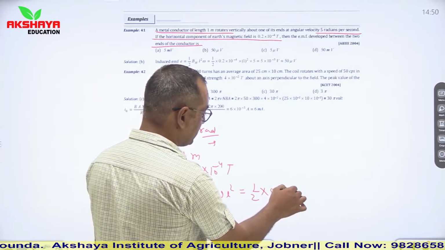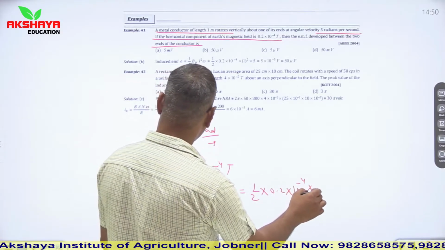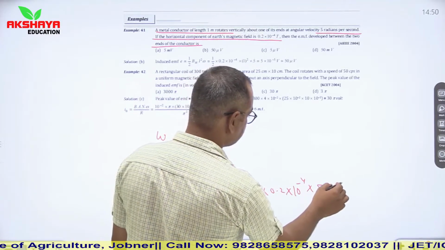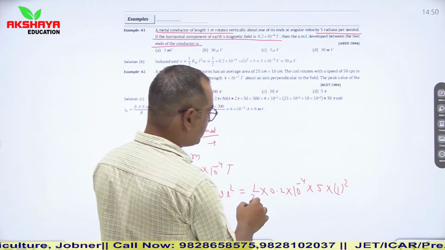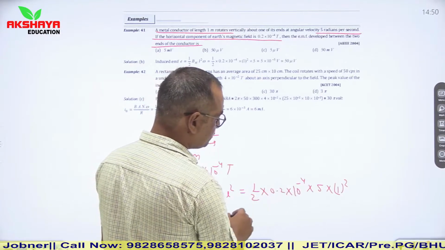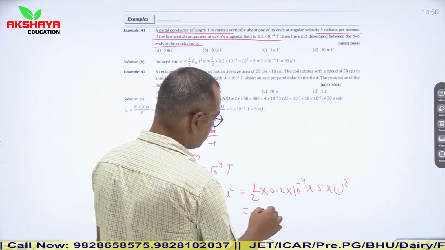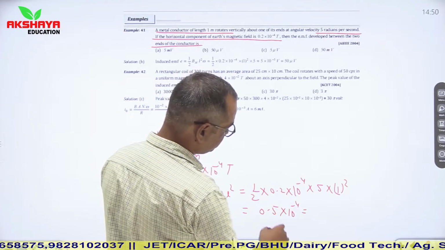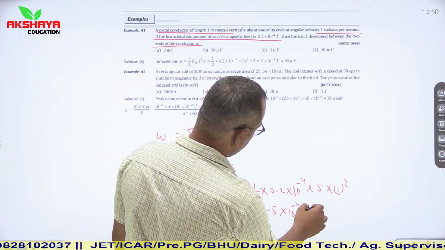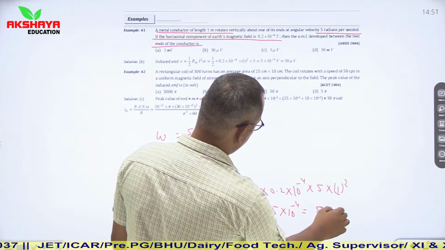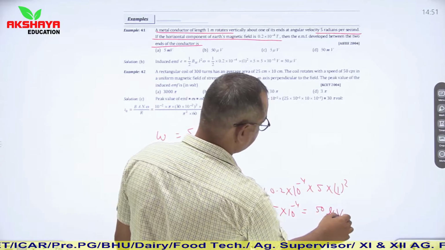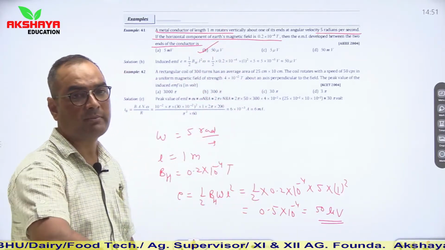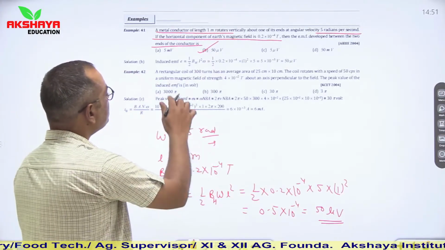It is 0.2 into 10 to the power minus 4. Omega is given as 5 and L is given as 1, so 1 square. So its value is 0.1, 0.1 into 5, 0.5, 0.5 into 10 to the power minus 4, or we can say 50 microvolt. So our option B is correct here: 50 microvolt.